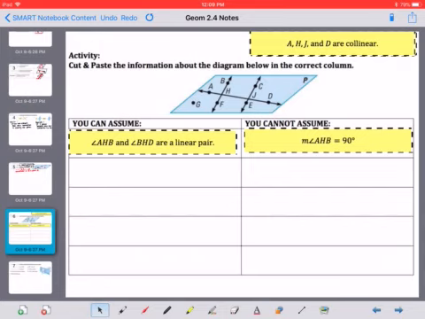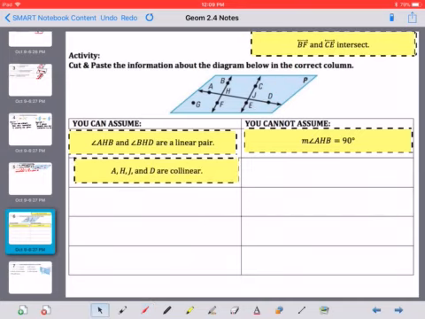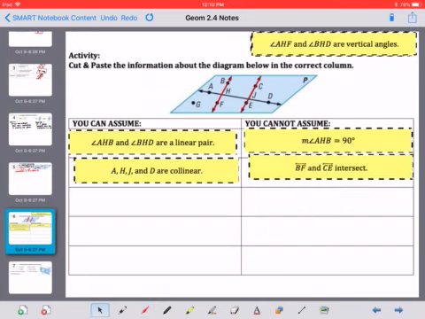A, H, J, and D are collinear. So here's point A, point H, J, and D. They're all on this line right here. So yes, we can assume that those are collinear. So that was in this column. Lines BF and line CE intersect. So here's line BF. Here's line CE. We can't assume that those intersect. There's no way of really knowing that from this diagram.